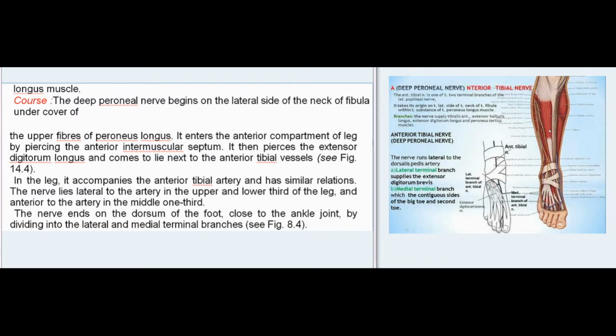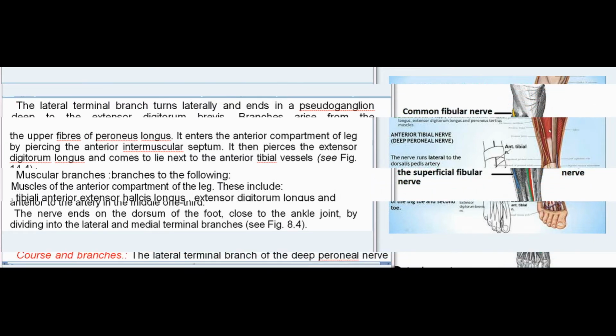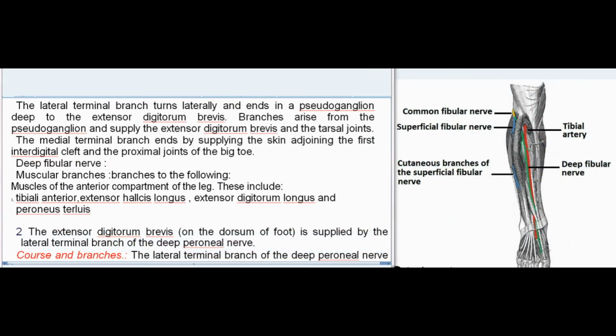The nerve ends on the dorsum of the foot, close to the ankle joint, by dividing into the lateral and medial terminal branches, see Fig 8.4. The lateral terminal branch turns laterally and ends in a pseudoganglion deep to the extensor digitorum brevis. Branches arise from the pseudoganglion and supply the extensor digitorum brevis and the tarsal joints. The medial terminal branch ends by supplying the skin adjoining the first interdigital cleft and the proximal joints of the big toe.